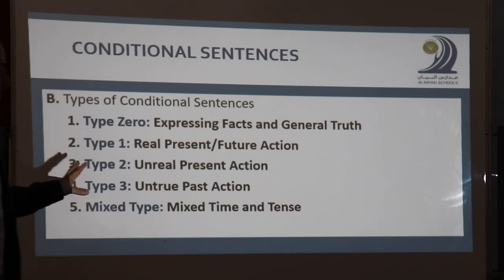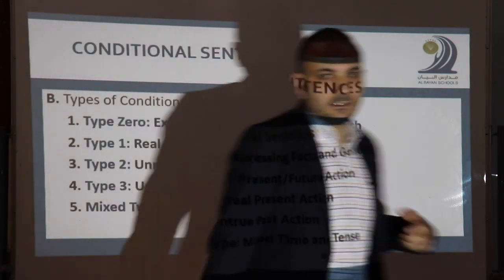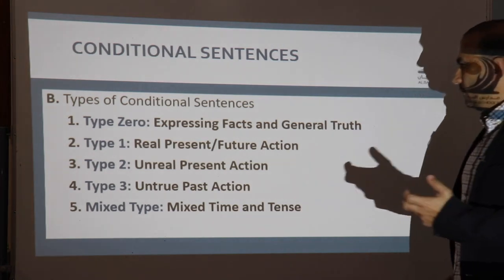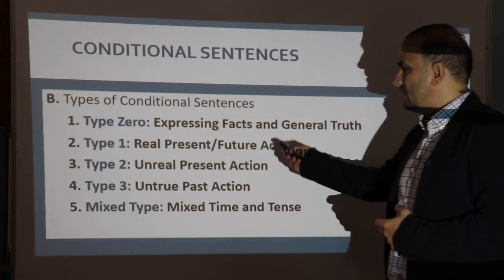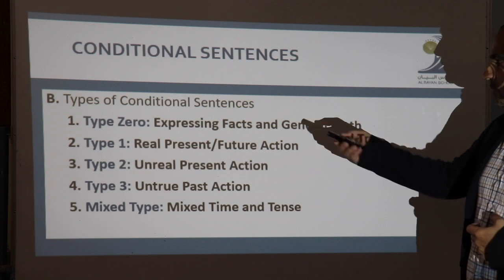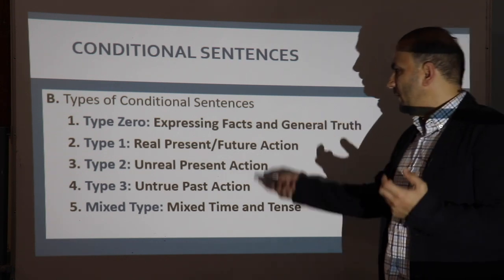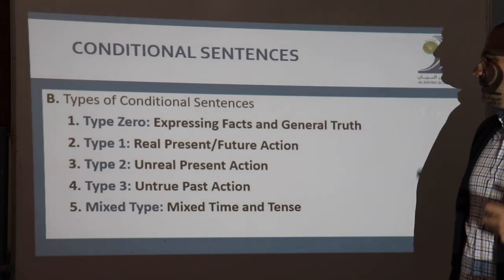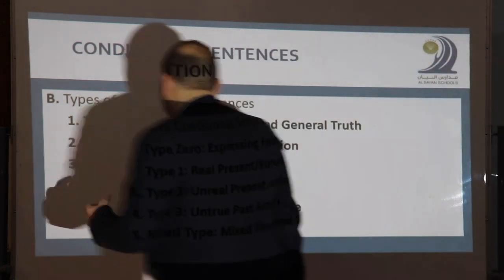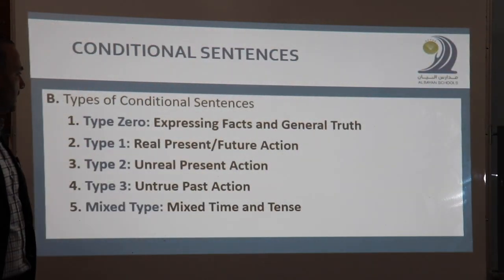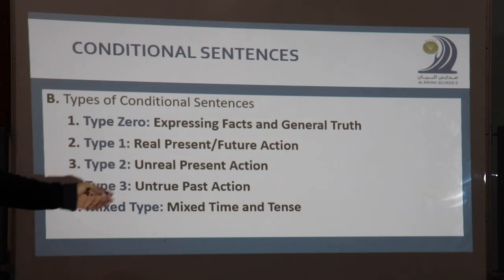Type 0, we use it to express facts or general truth, okay? What do we mean by expressing facts and general truth? Type 1, real present, to express real present action or future action. For example, of course we'll come to the examples of this. If you study well, you will pass, etc.